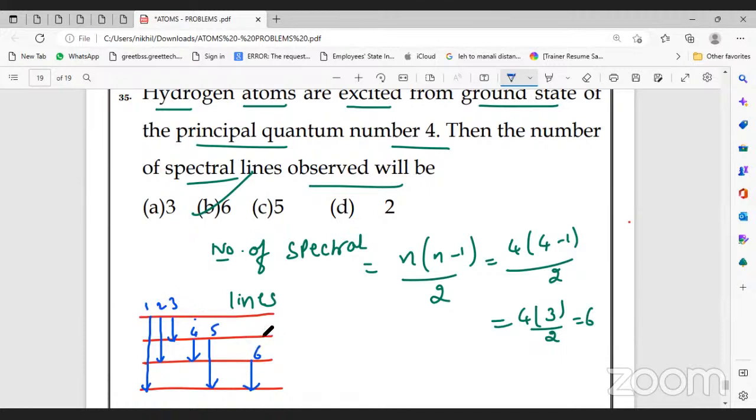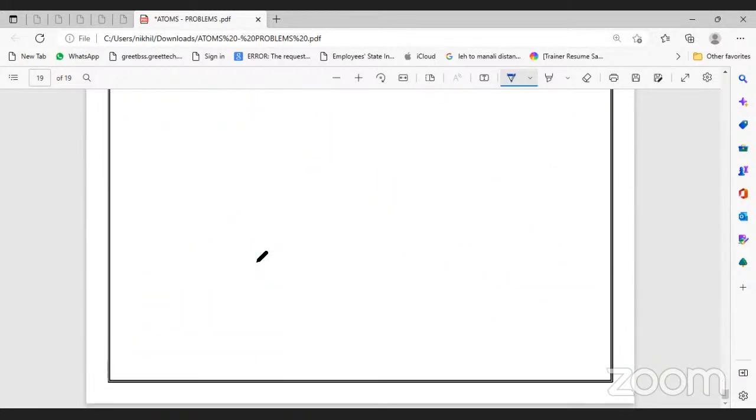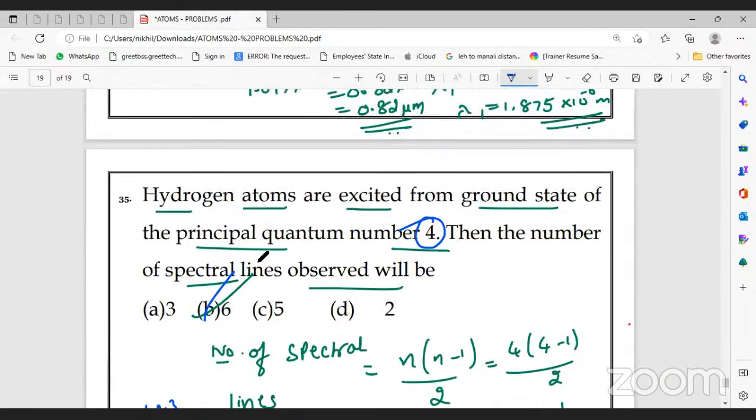So how many possible values do we have? 6 possible values when the electron is making a transition from the fourth state. So if the electron is making a transition from the fourth state, then the number of spectral lines will be equal to 6. You have to remember this. So option B will be the right answer. Got it, students? So this completes the concept of the atoms chapter.